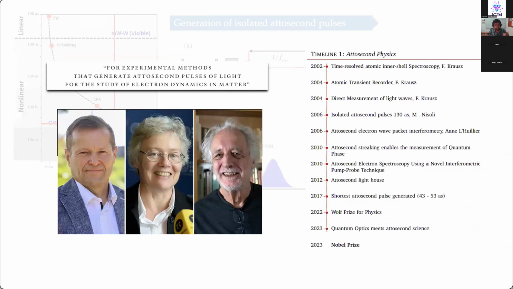Now, these are the timescales of their experiment. You can see in 2002, the time resolved atomic inertial spectroscopy received Nobel Prize.